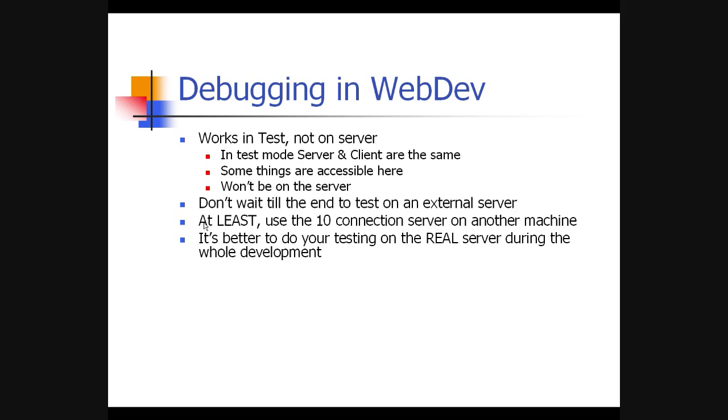It's really better to do your testing on the real server during the whole development. If at the end of each day, as soon as you finish one module, you publish on the real server, you don't have to have the real URL for that. You can use your test URL, but if it's on the real environment, you can test there. You can even have other people test from outside and test with other browsers and do things that you do not do yourself. So that's a very good way to find problems early and solve them.